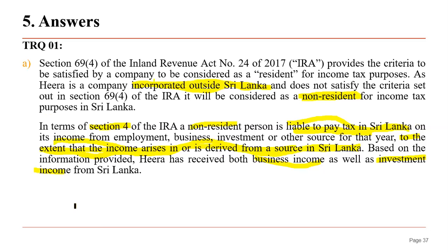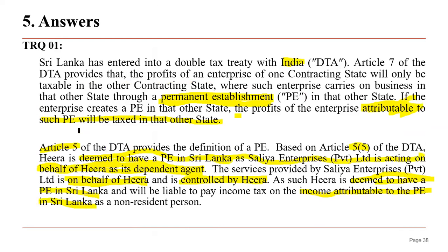The first one is the Inland Revenue Act provisions, section 69 and section 4. Then you need to analyze Article 7, how to determine, and then Article 5, right? Then we'll go to the next section. Hope you got this clarified. If you still have confusion, you can raise questions.